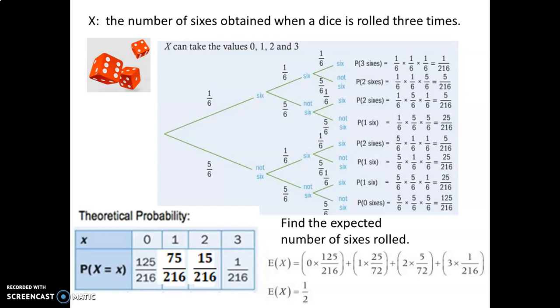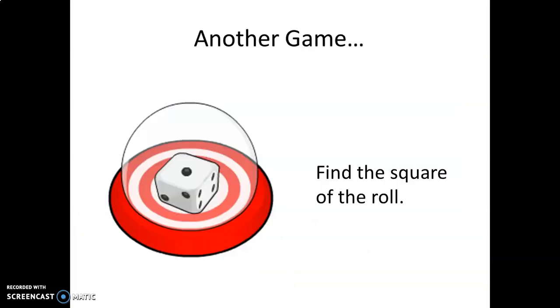Okay, so it's very likely you'll get 0 6s, we can see here, and then less and less likely you'll get more 6s. So therefore, the expected value is a half. Of course, that number makes no sense in this scenario, because you're either going to get 0, 1, 2, or 3 6s, but your expected value is an average. So on average, you'll get not 1 6, not 0, but a half. You'll get somewhere in between that. Okay, next one. Let's try another game.